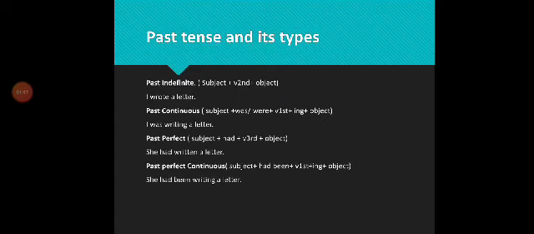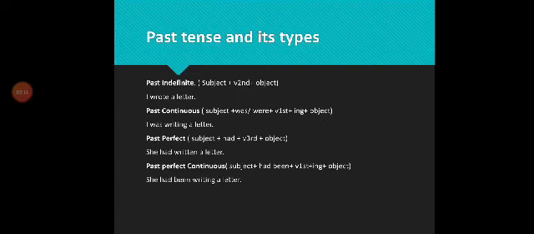Verb second form, and in past continuous tense, subject plus was plus verb first form plus ing plus object. That is very important, that is how the verbs are being changed in each and every type of the past tenses.